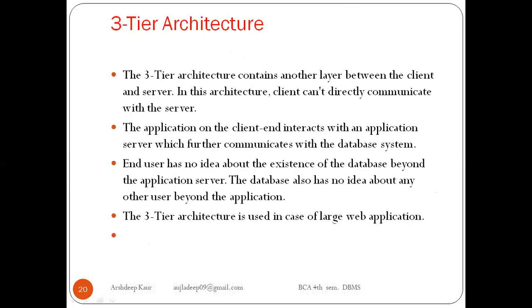Next, we have a three-tier architecture. The three-tier architecture contains another layer between client and server. In this architecture, client and server do not directly communicate with each other. They have to depend upon one layer that is known as the application layer. Now see its diagram.